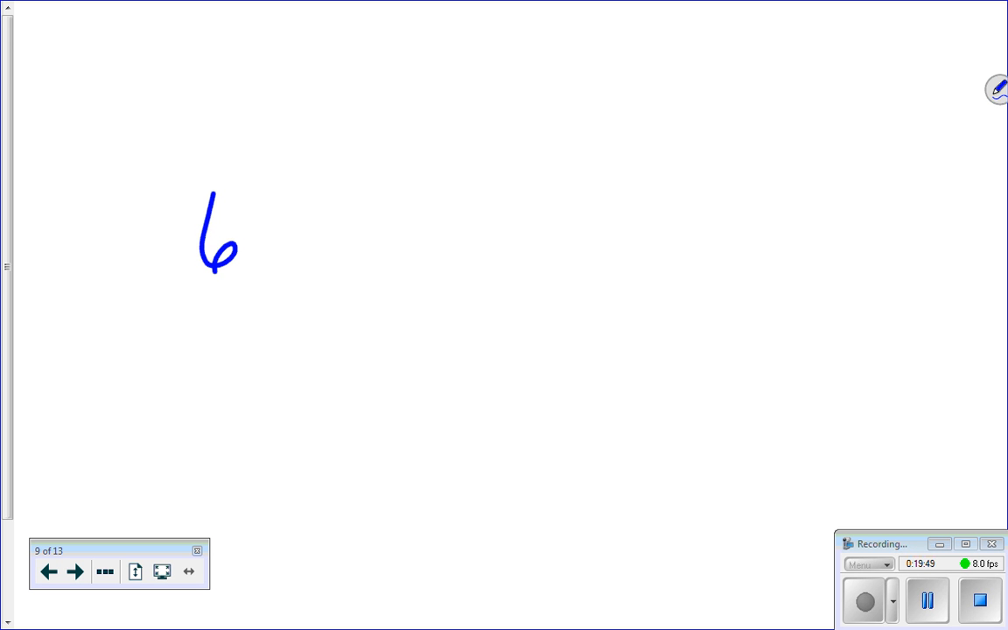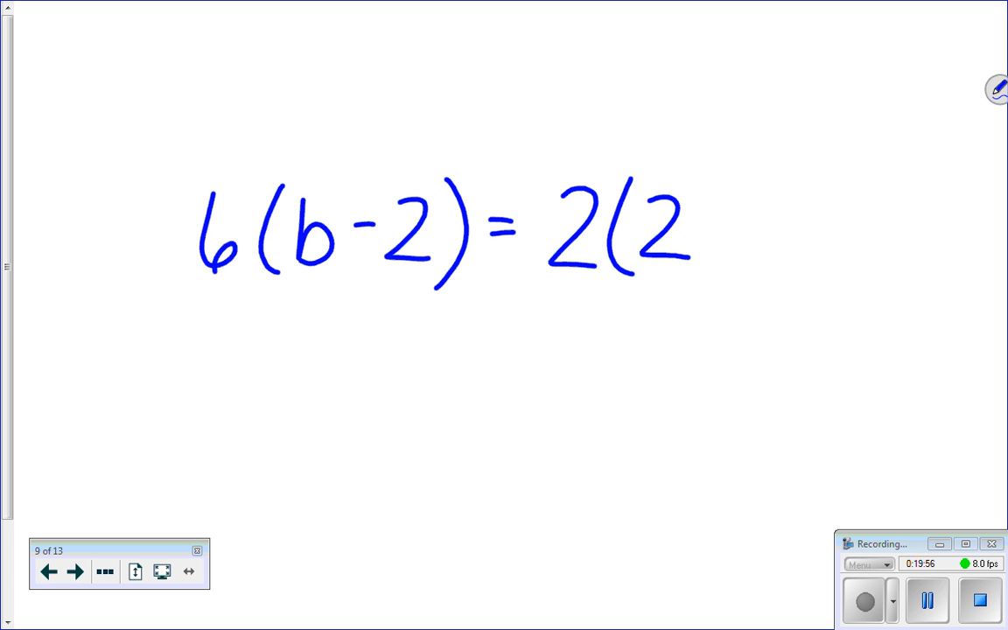So it's 6 parentheses b minus 2 equals 2 parentheses 2b plus 8. This one has an actual answer. Yep, I would do minus 12.